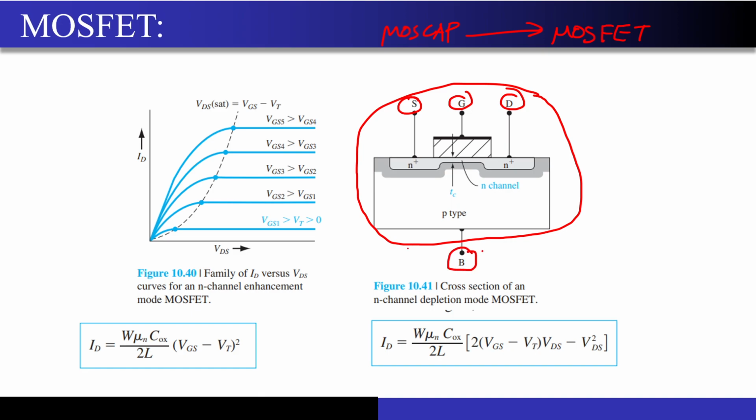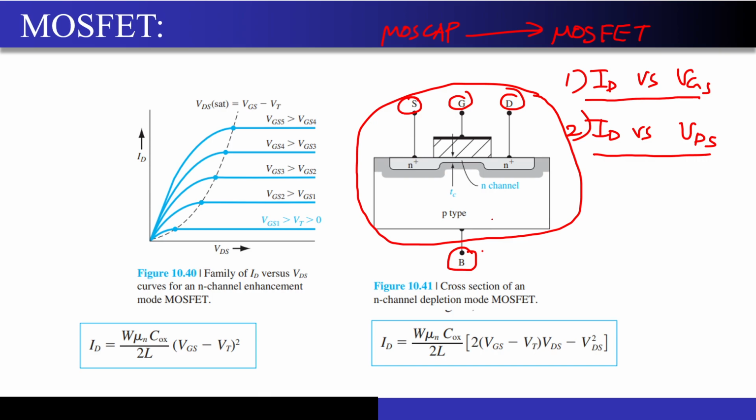And now what is of interest to us? There are two things that are of interest to us, right? One is ID versus VGS characteristics, and the second is your ID versus VDS characteristics, right? These are the two things that we generally want, and these are not only of interest for semiconductors, but you will clearly see all of the circuit designers will be using these two characteristics when they design the circuits, right?